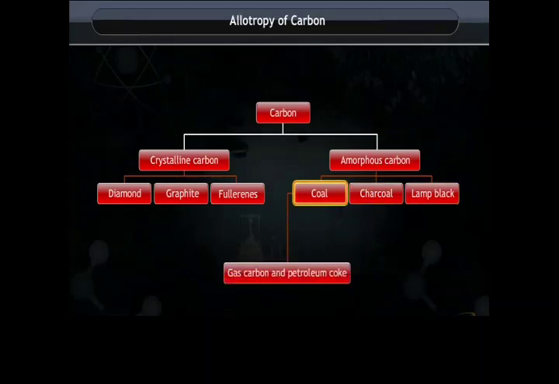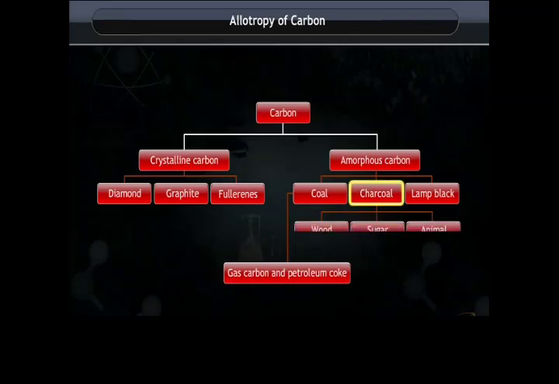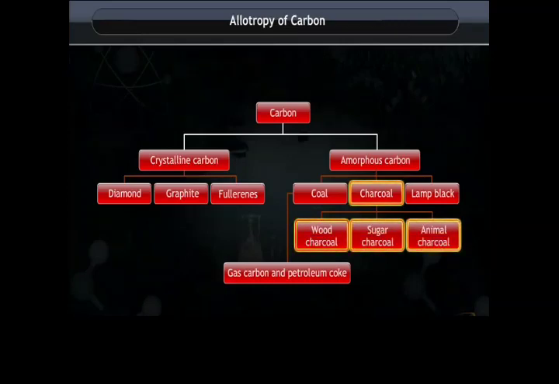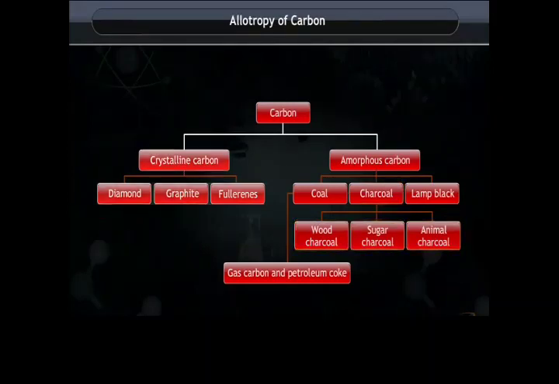Coal is the gas and petroleum products. Charcoal is further classified as wood charcoal, sugar charcoal and animal charcoal. In this module, we will just discuss the crystalline allotropes of carbon.